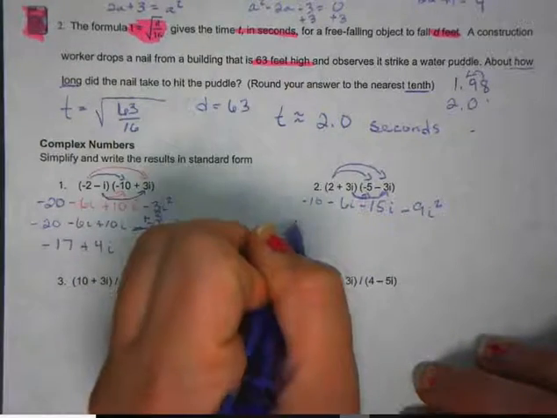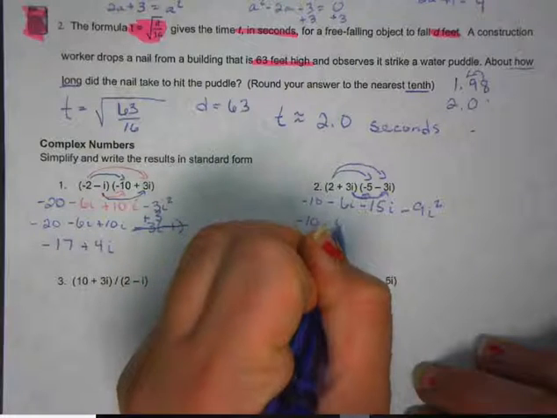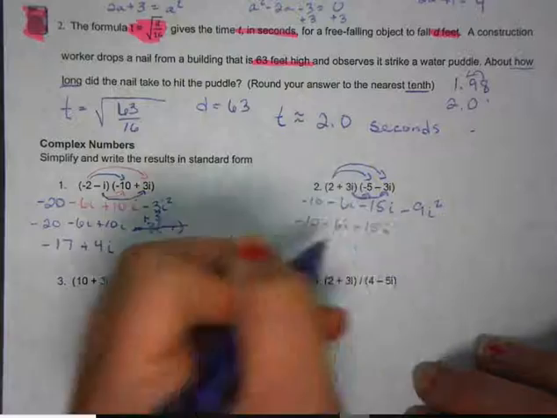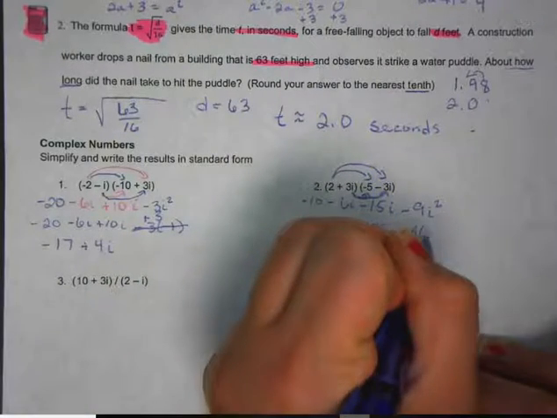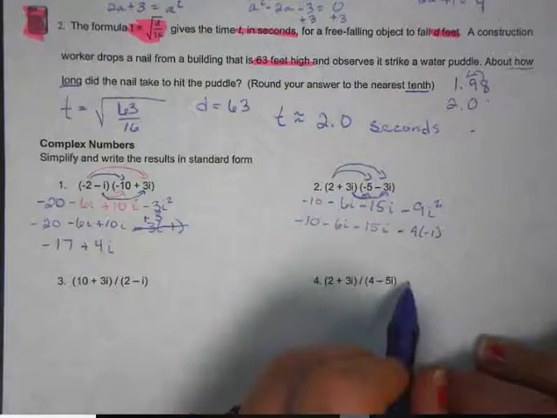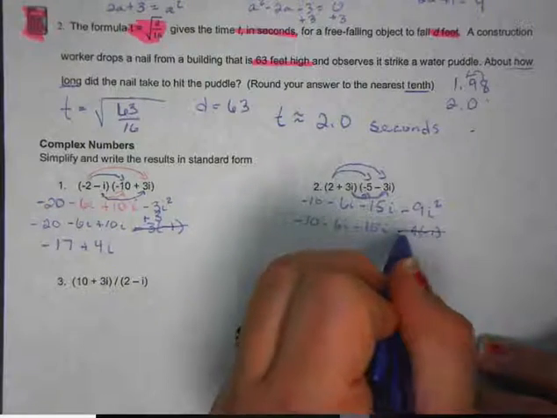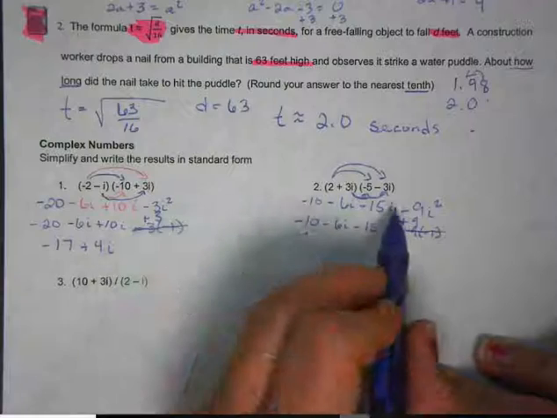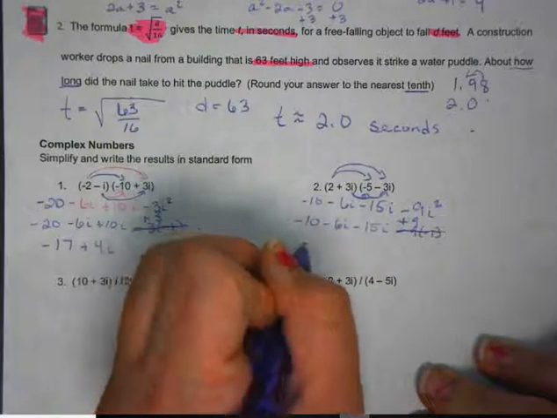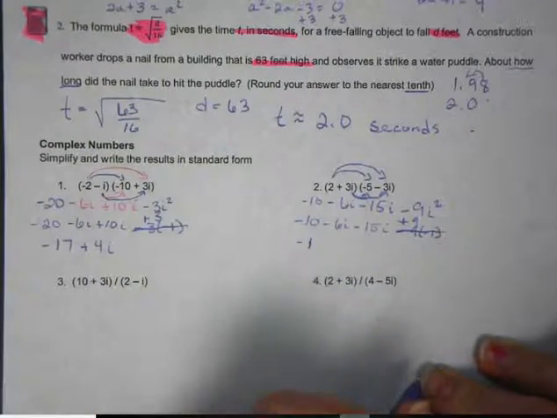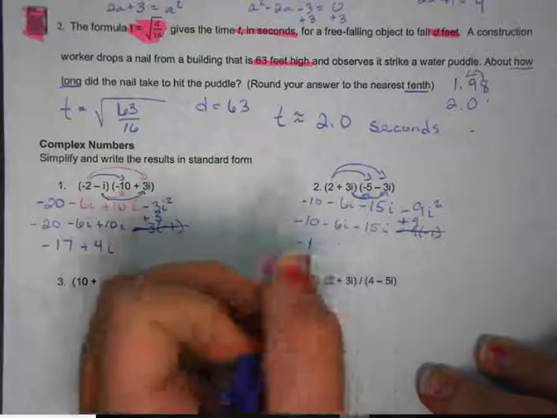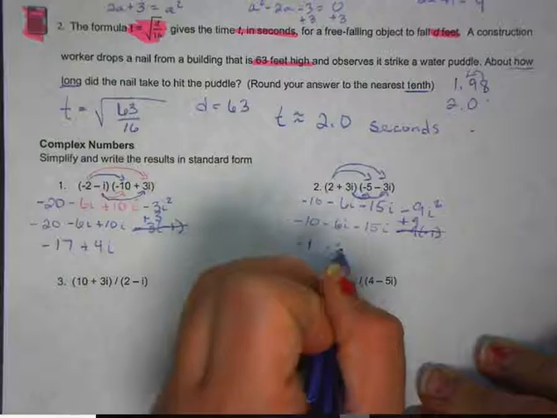Again, we're going to go ahead and rewrite. Negative 10 minus 6i minus 15i minus 9 times negative 1. And negative 9 times negative 1 is positive 9. So we have negative 10 plus 9, and that's going to give me negative 1. And negative 6i minus 15i is going to give me negative 21i.